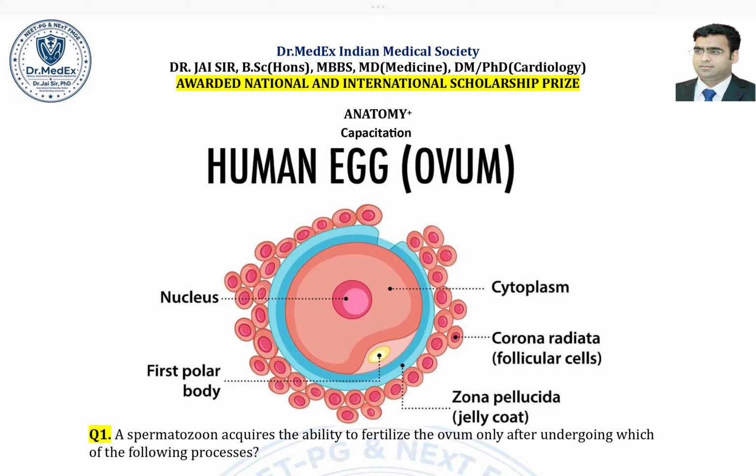So, point 1, what is capacitation? First of all, ask yourself, what is capacitation? Where does it occur? What changes take place in the sperm? Why is it essential for fertilization? Important MCQs, mnemonics, and previous year examination questions.